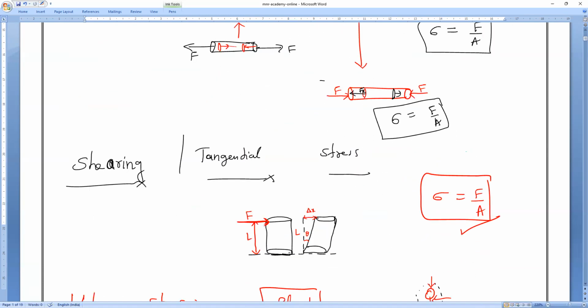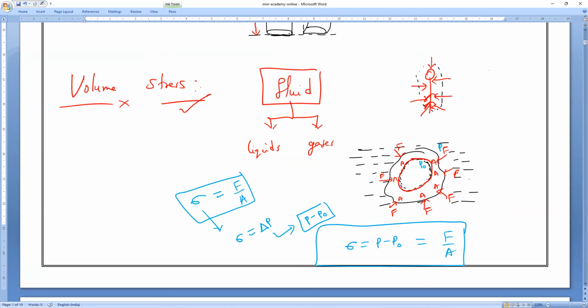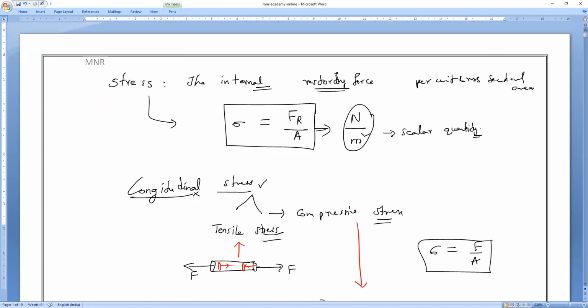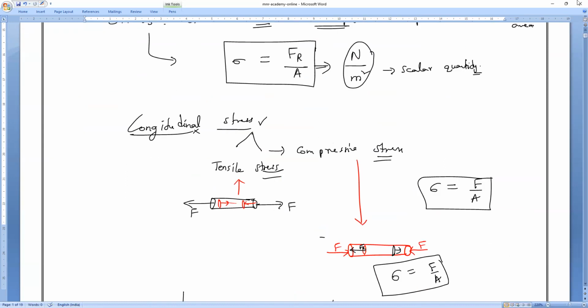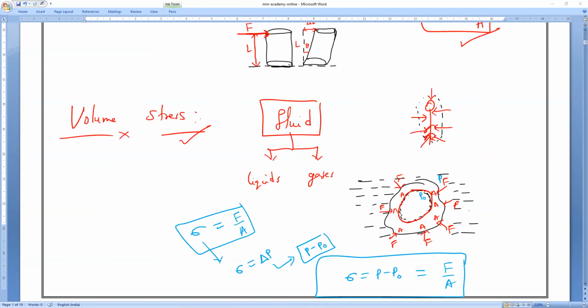Longitudinal stress. Next one is what? Shearing stress or tangential stress. And the third one is volume stress. Now, tangential longitudinal stress is of two types. One is tensile stress and another one is what, everybody? Compressive stress. These are the types of stress. So this is just restoring force per unit cross-sectional area. That is what we call stress. That's all it is, no other definition.